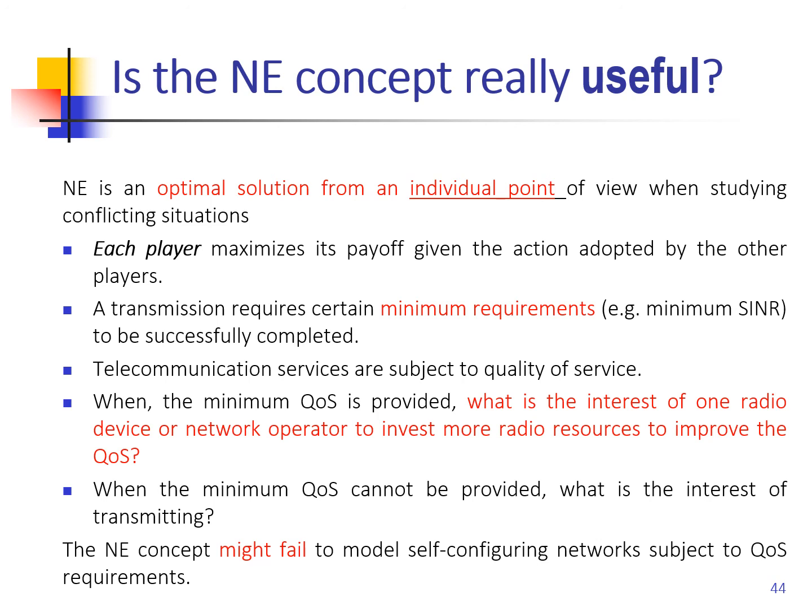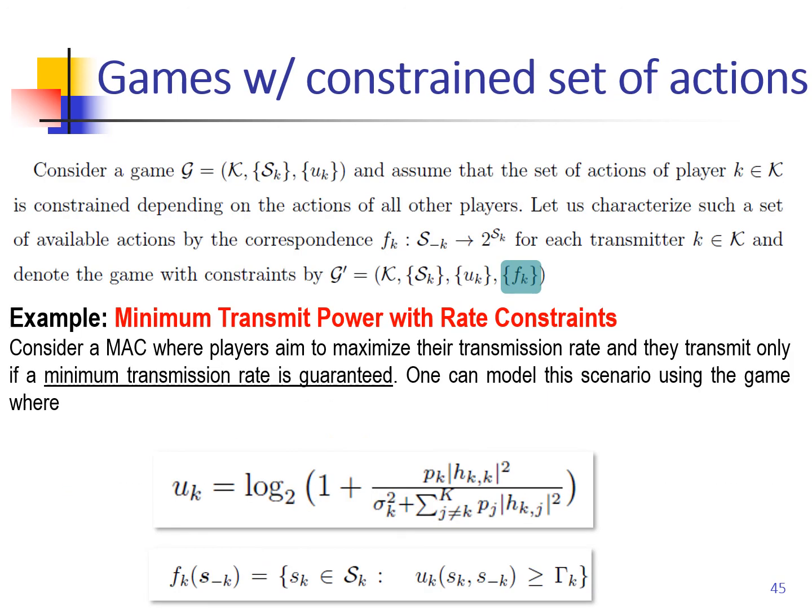In this case, as I will show in the next slide, the concept of Nash may actually fail to capture these quality of service requirements. Okay? So here it is. It's called a game with constrained set of actions, because that's what I want to do. I want to make sure that, if my utility is not above a given threshold, I will not even transmit. How do you encode that in a game?